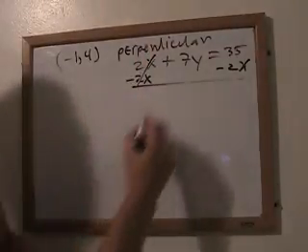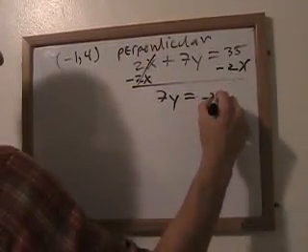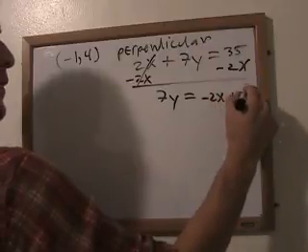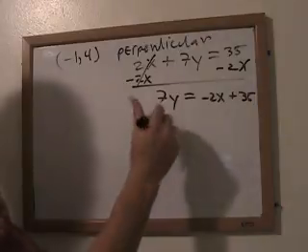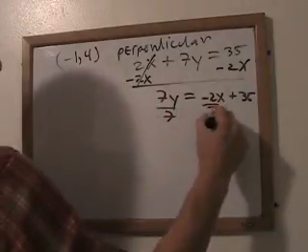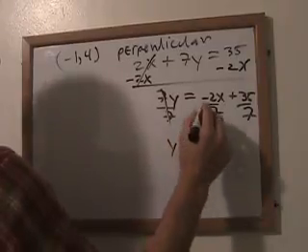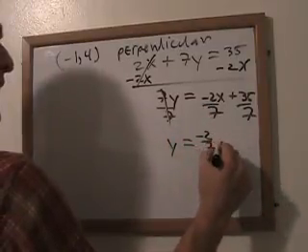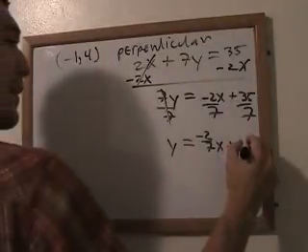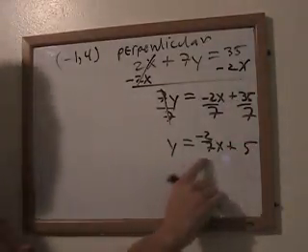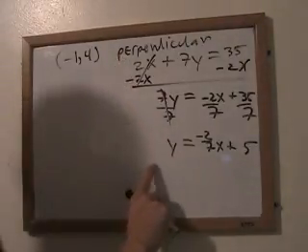So I have 7y equals -2x plus 35. Now I need y alone, so I have to divide 7 into every term. Y equals -2 over 7x plus 35 divided by 7, which is exactly 5. Now again, this is not our equation, but we know that our equation is perpendicular to this one.